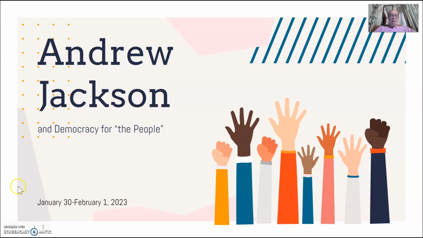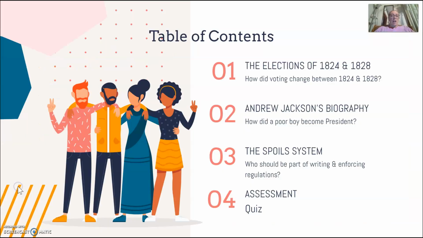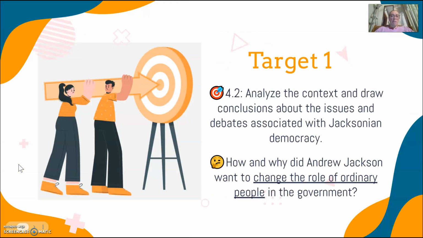This is the beginning of our unit for Andrew Jackson. We had to have 2 targets this unit, so this target is pretty short and will only take us 3 or 4 days. We're going to talk about the elections of 1824 and 1825.